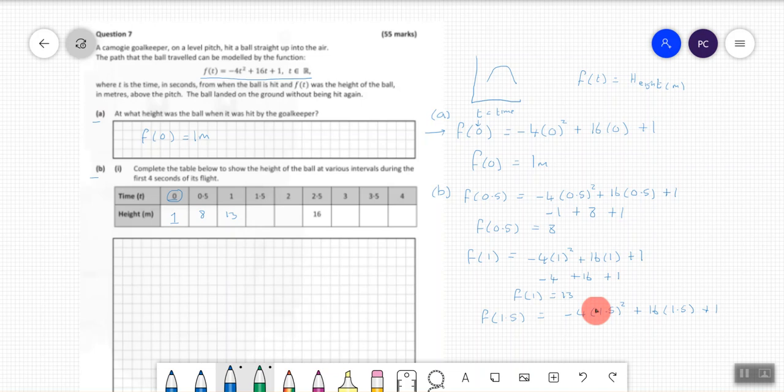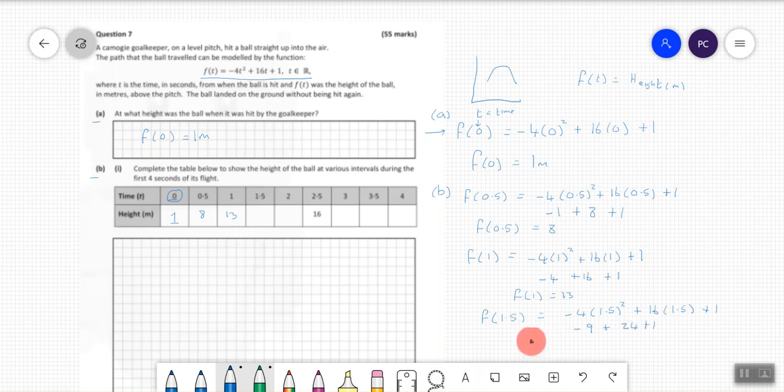So that's equal to 2.25, and then 2.25 multiplied by minus 4. That's going to be equal to minus 9. That's minus 9 plus 16 times 1.5. 16 multiplied by 1.5 is equal to 24, plus 24 plus 1. So then 24 plus 1 is 25, minus 9. So 25 minus 9 is equal to 16.